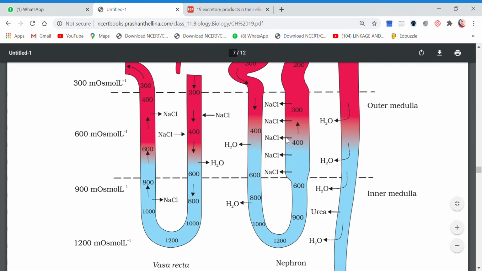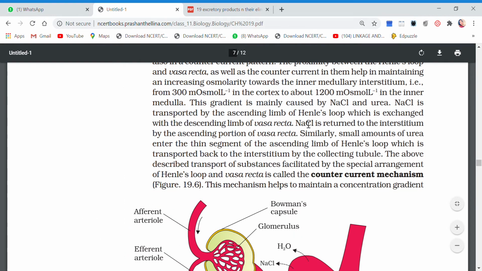So the NaCl was taken out from the ascending limb of Henle's loop. From here it was given to the descending limb of vasa recta, and from the descending limb of vasa recta this NaCl was again taken out and given to the interstitial fluid or the medullary fluid. Now this NaCl has come out into the medullary fluid, right? Okay, now you see what they write. So this was about NaCl.